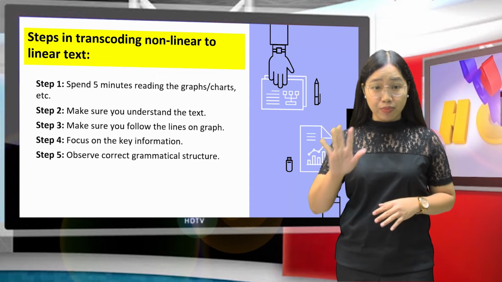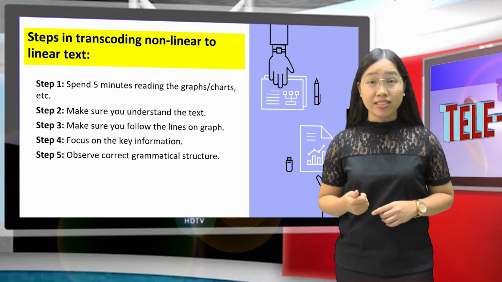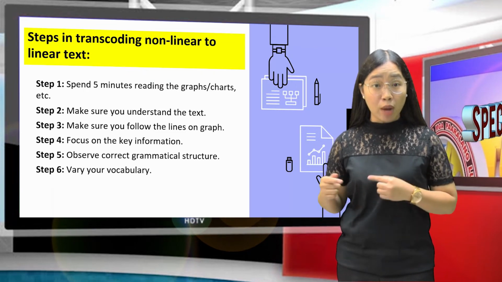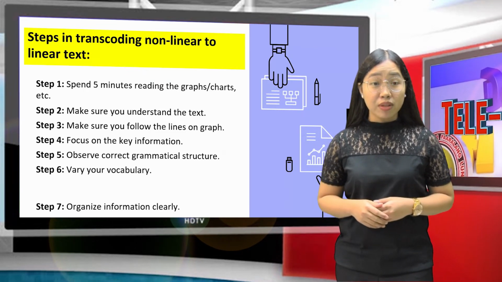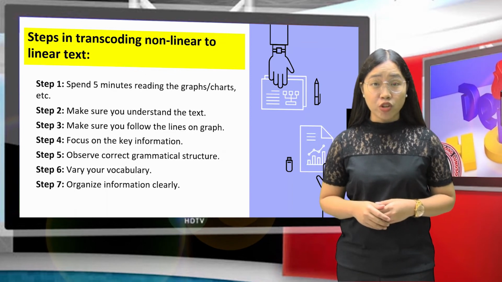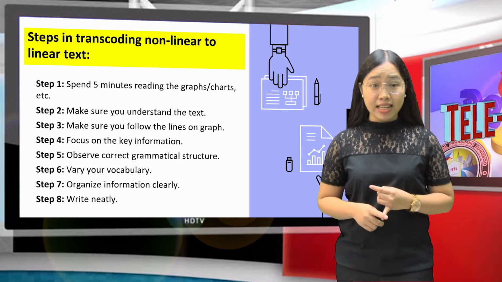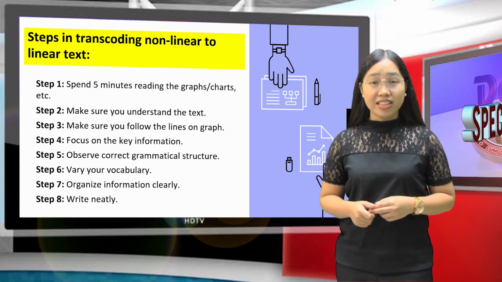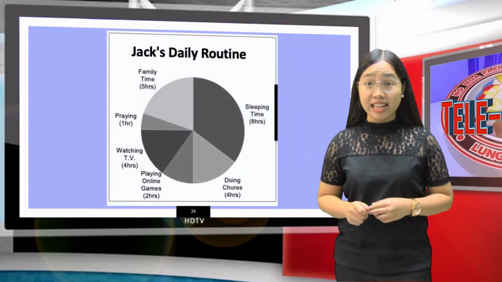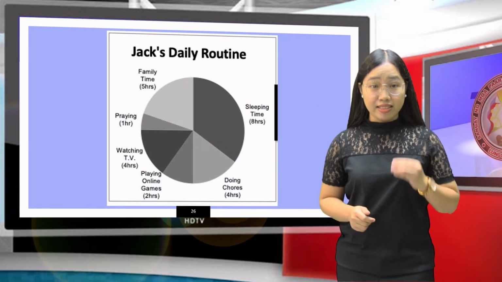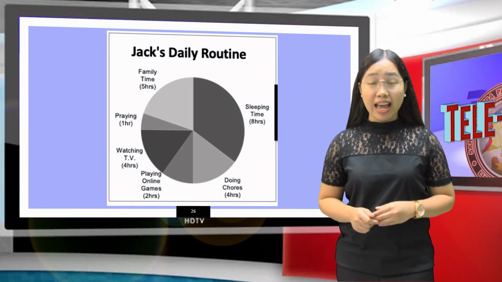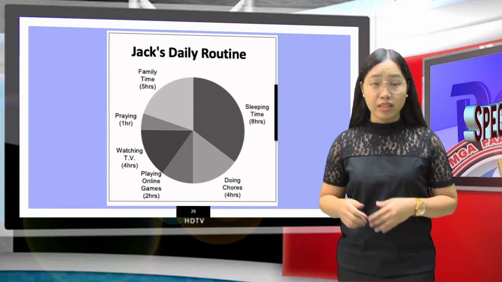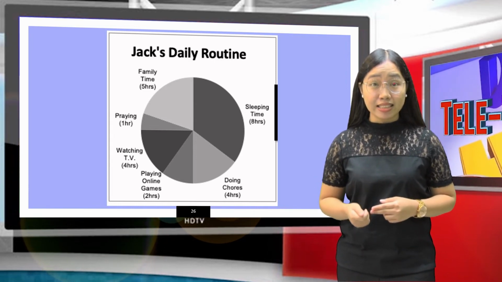Step 5. Observe correct grammatical structure. Step 6. Vary your vocabulary. Step 7. Organize information clearly. And finally, Step 8. Write neatly. Let's try. Look at Jack's daily routine. Okay, study this pie graph, and transcode the information in there into a linear one. Remember to follow the steps.